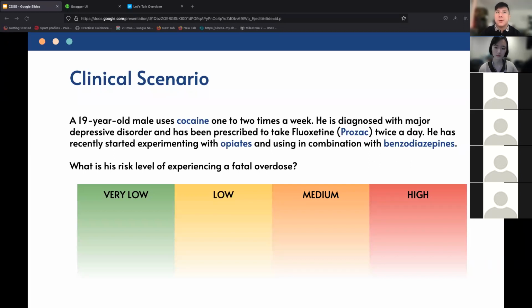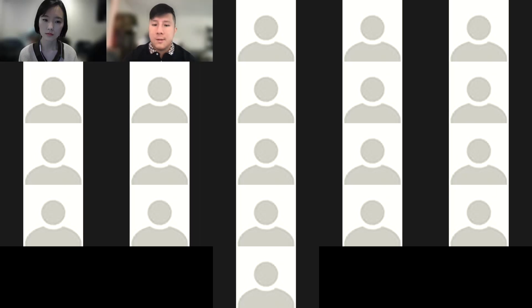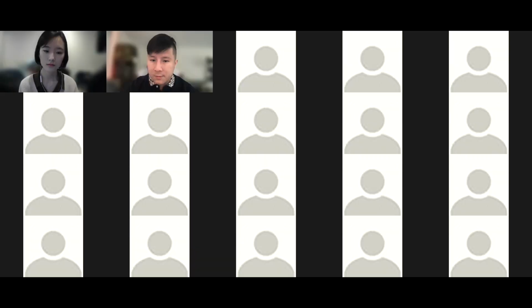So the difference between this question is that instead of just asking what his risk level for experiencing a non-fatal overdose is, now we're talking about a fatal overdose. It's the same individual. What is their risk level of experiencing a fatal overdose? And we will go into breakout rooms again. Let's see here, breakout rooms.